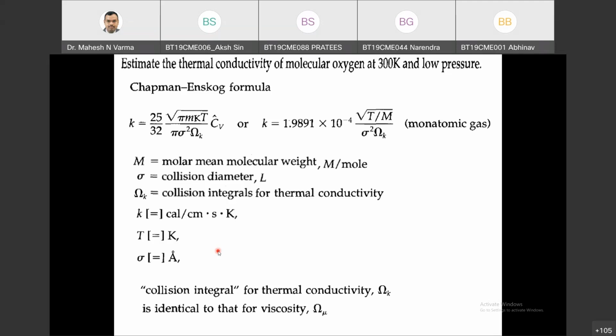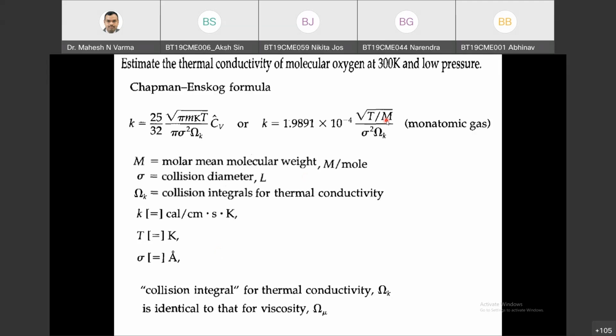How to go about the Chapman equation? Roll number 59, Nikita. Yes, sir. What data is needed here? This is the Chapman equation. We will use the appendices to find the value of sigma and the collision integral, and we will substitute.